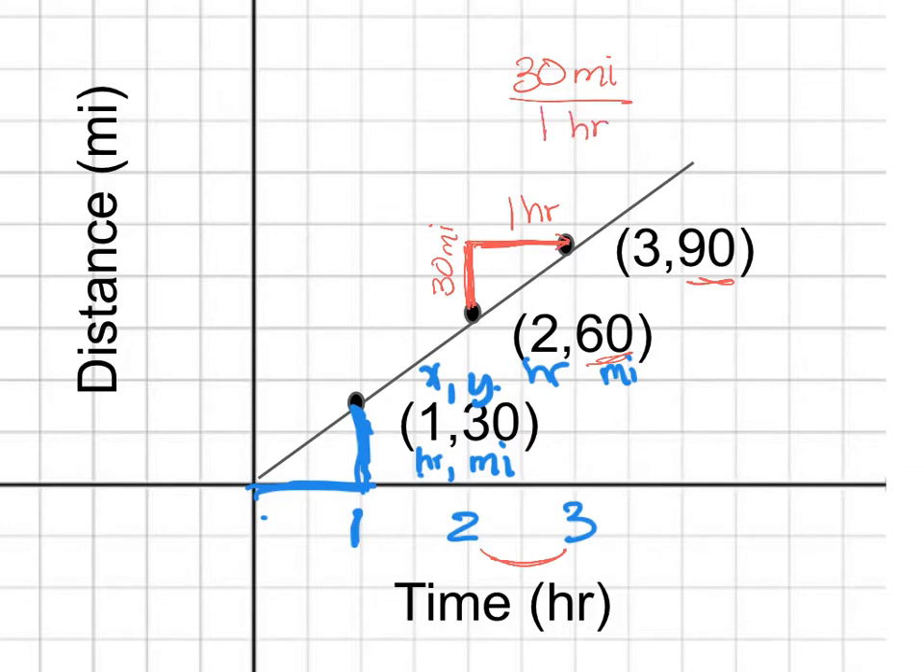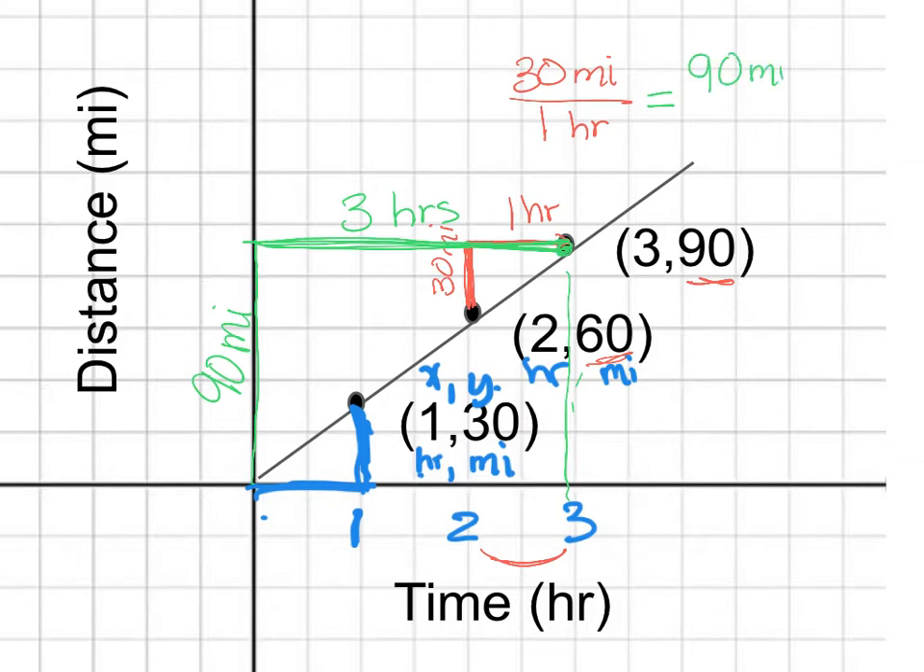I could look from the very beginning all the way up here. It's a bigger triangle, right? So I have 90 miles for how many hours? It's 3 hours. So this is the same thing. Even though it's a bigger triangle, they're the same slope. So I have 90 miles for 3 hours.